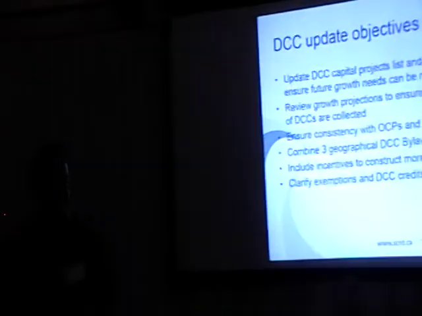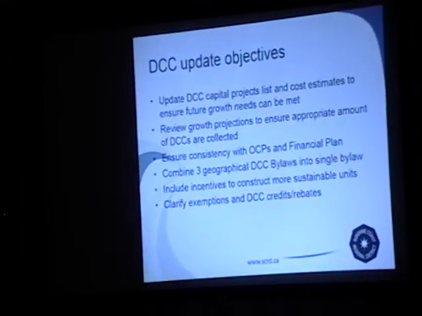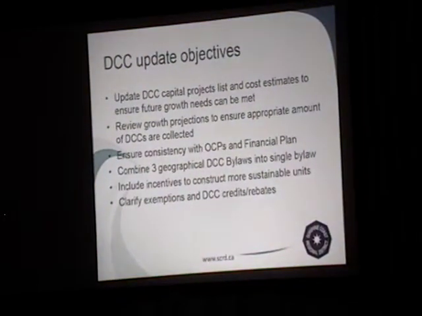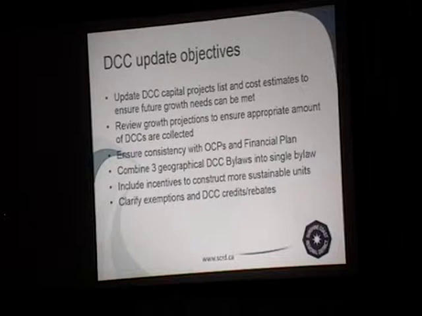So the update objectives for this report is to essentially update the capital project list and the cost estimates, make them as accurate as possible. There's two components to the DCCs. It's the capital projects and basically the costs, and the growth rate. So first we've got to get the capital projects and the costs right, and that's what the comprehensive regional water plan was all about. And second, it's get the growth projections as accurate as possible. So to ensure that we collect the appropriate quantity of DCCs.